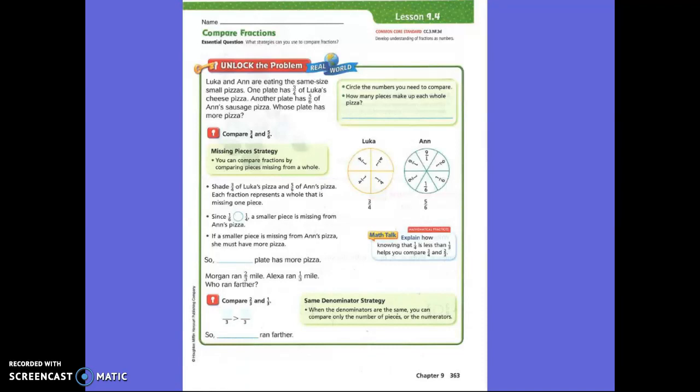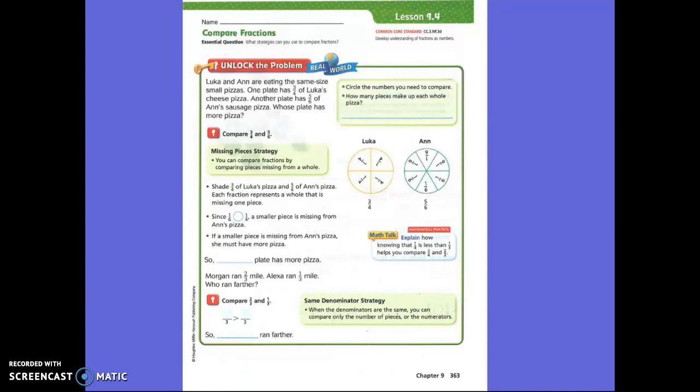Please read the problem. Lucas and Anna are eating medium-sized small pizzas. One plate has 3/4 of Lucas's pizza. Another plate has 5/6 of Anna's sausage pizza. Whose plate has more pizza?